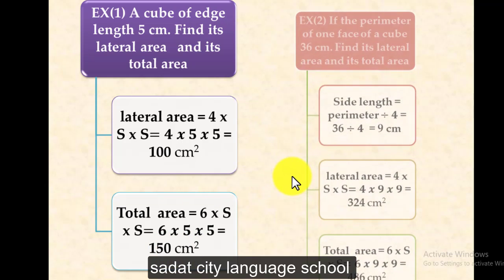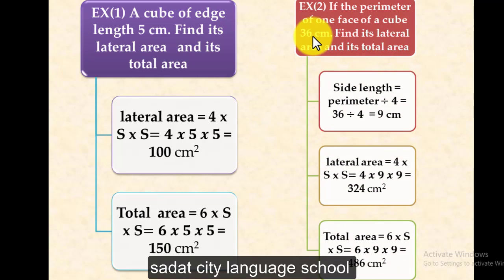In the second exercise, he says, if the perimeter of one face of a cube is 36 centimeters, find its lateral area and its total area. To find the lateral area or total area, number 1, we must have the side length. Here we have the side length? No, here he gave the perimeter. Can we find the side length from the perimeter? Yes. Side length equals perimeter divided by 4. 36 divided by 4 equals 9 centimeters. Now we have the side length.